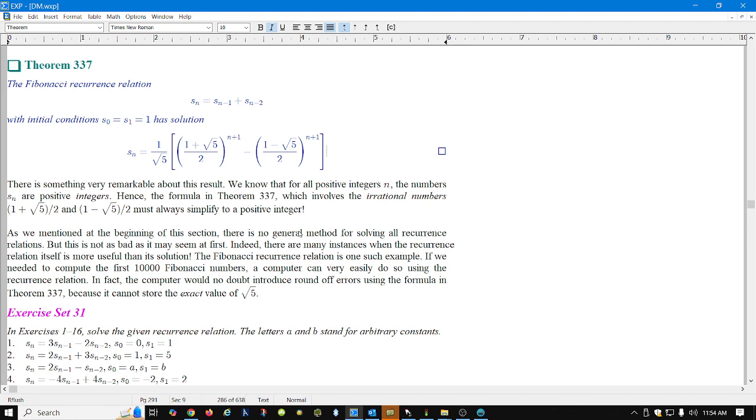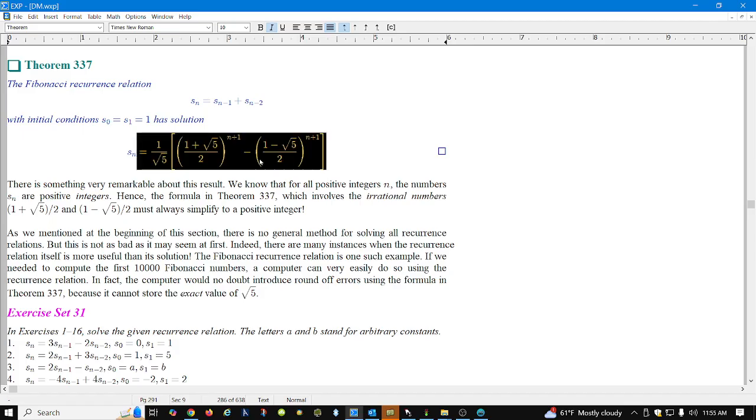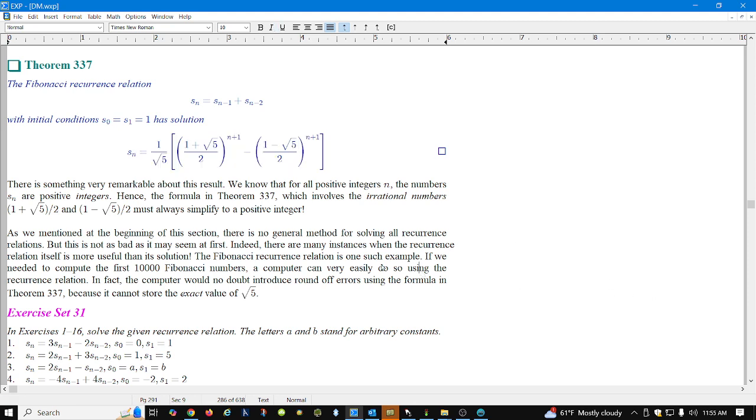If, on the other hand, you feed the computer the recurrence relation and ask it to do 10,000 iterations, that's not a problem at all. You'll get the exact answers, assuming, again, that there's no overflow or rounding errors. But you're much more likely to get the exact answer that way than you would with this formula. So in short, the recurrence relation is, at least from a computational point of view, a lot more useful than the solution. Okay, that completes this section.